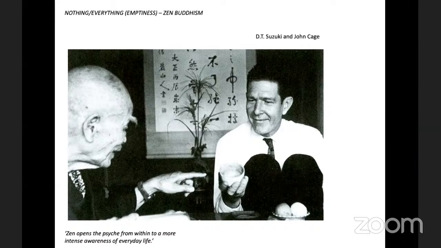And that's what he did. And also Zen itself opens the psyche from within to a more intense awareness of everyday life. And this is also essentially what Cage started to realize music was when he looked at different cultures, Indian culture and so on. Through asking what music was for these cultures, he learned that it wasn't about entertainment, but rather about waking you up to a more intense awareness of everyday life. So look and listen to everything.